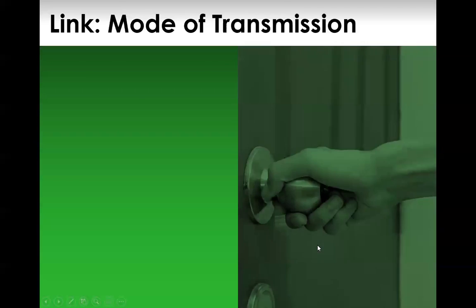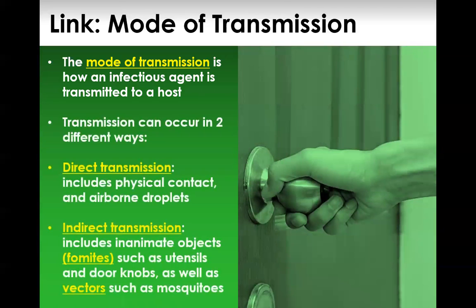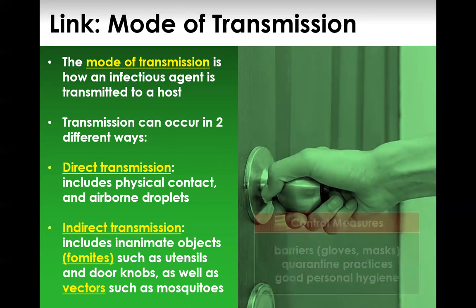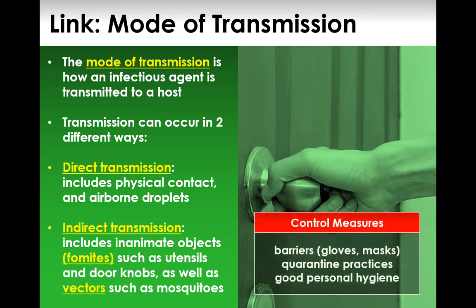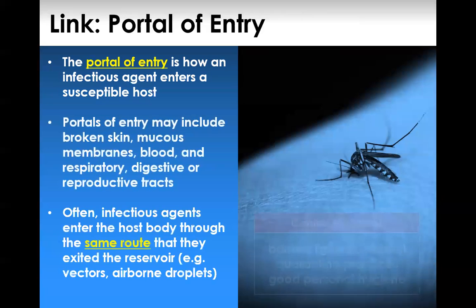Okay, so let's now look at the mode of transmission. How is it spread from host to host? Direct transmission is physical contact and airborne droplets, and indirect is those fomites again, and vectors such as mosquitoes. So how do we break this link in the chain? Barriers, gloves, masks, quarantine, good hand hygiene, hand washing, right?